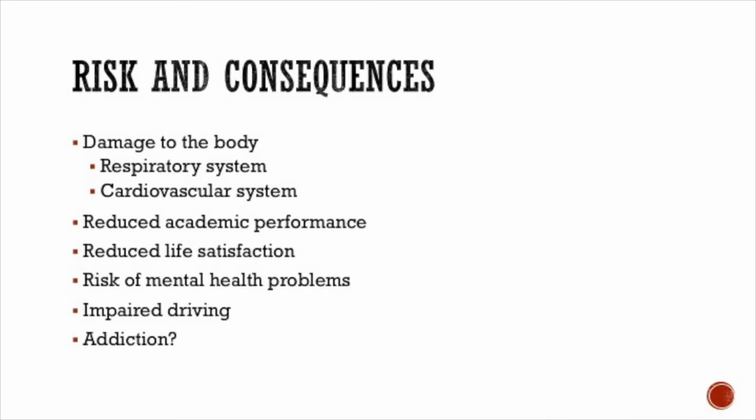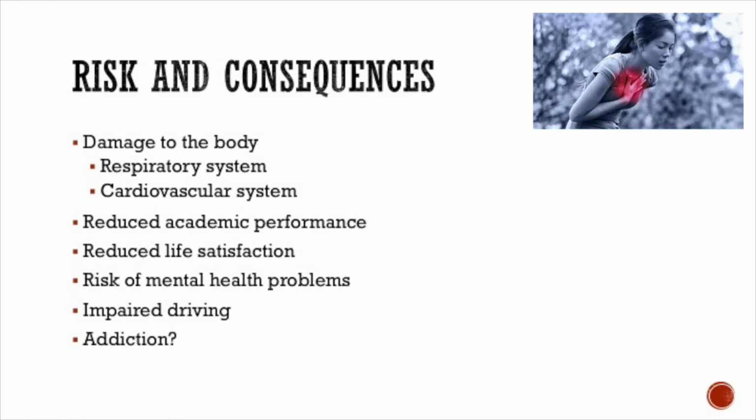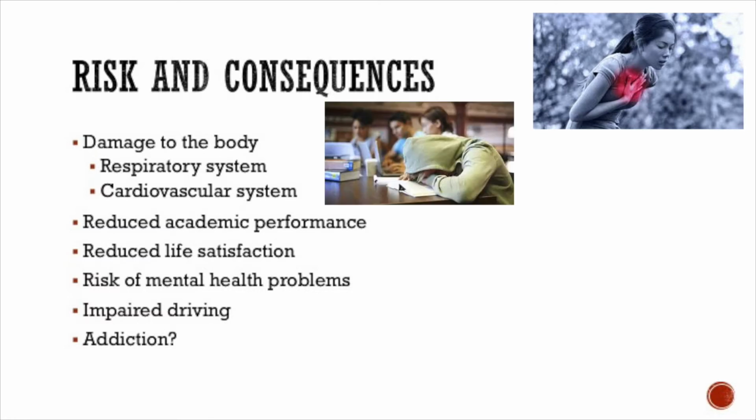Risks and consequences. Damage to the body. As mentioned before, marijuana has many different effects on the cardiovascular and respiratory system. These effects can lead to damage to the organs in those systems with repetitive use. Reduced academic performance. Studies have shown that students who smoke tend to have lower grades and are more likely to drop out of school compared to their peers who don't.